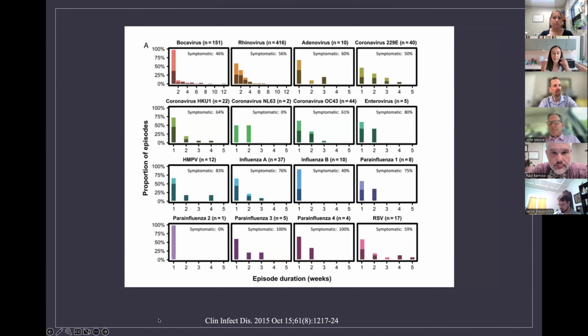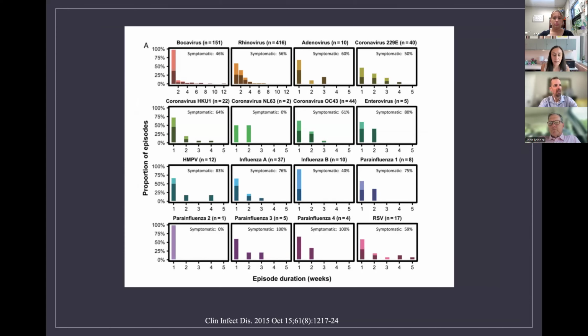And more importantly, they're not always going to be symptomatic in terms of cold symptoms when they have those positive viral swabs. So depending on the virus, they may be anywhere from 0 to 100% symptomatic with it. So they may say, well, no one else in the house is sick, no one else in the classroom is sick. Those children may be asymptomatically infected and shedding.